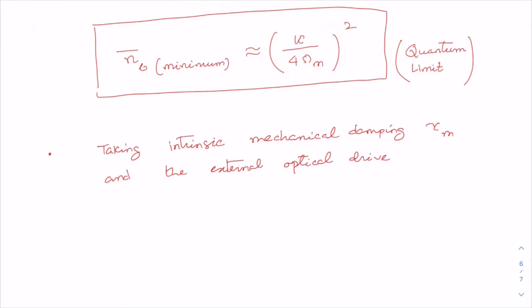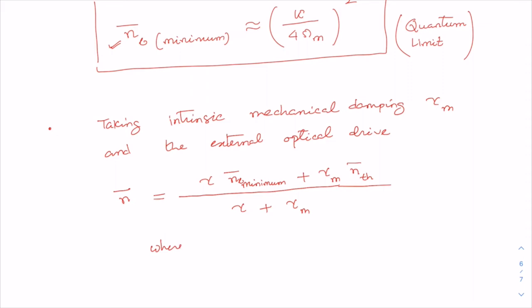the expression for the average number of phonons would get modified, and it would be given by this expression: n bar is equal to gamma, I will define what this gamma is, times n minimum, which we already derived, plus the intrinsic mechanical damping gamma_m times n_b, the thermal average number of thermal phonons, divided by this gamma plus the mechanical damping rate. Here this gamma is equal to the difference between the downward transition rate and the upward transition rate.